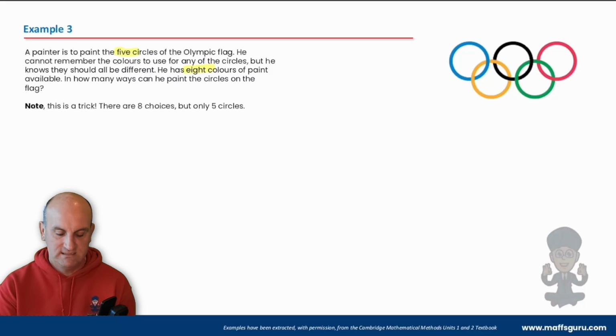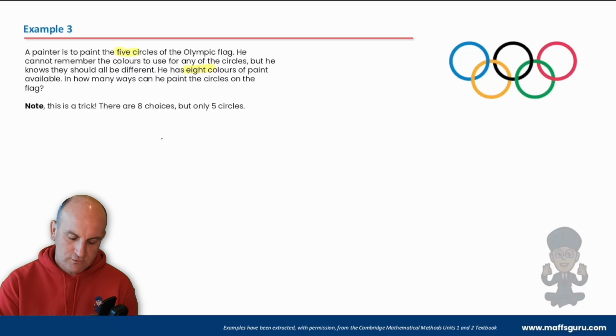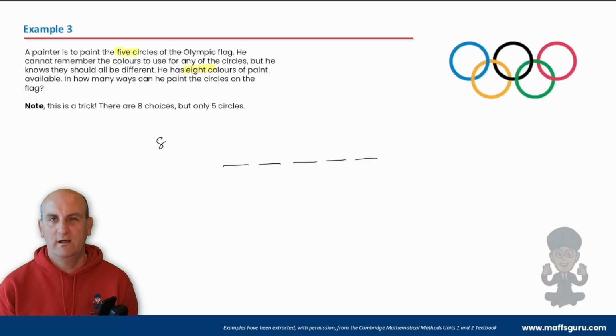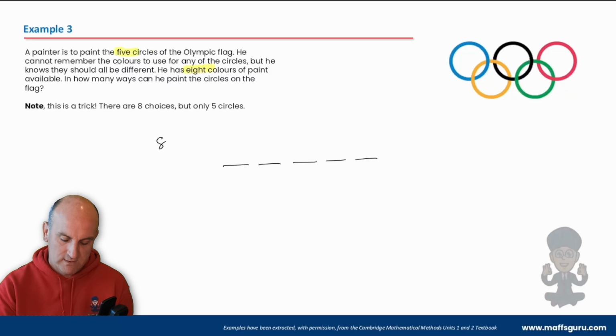Now, this is a massive trick. You get so preconditioned to doing these questions, suddenly you're just going to do something silly like 5 factorial or 8 factorial, and that's not actually true. He's got 8 choices of colours, but actually only 5 circles. Right, so we're now starting to not use all of the choices that we have. And again, that is also important to pick up from these questions.